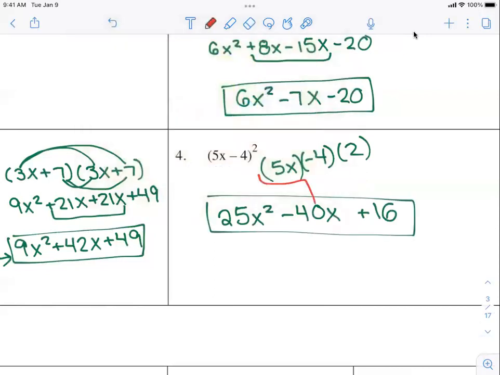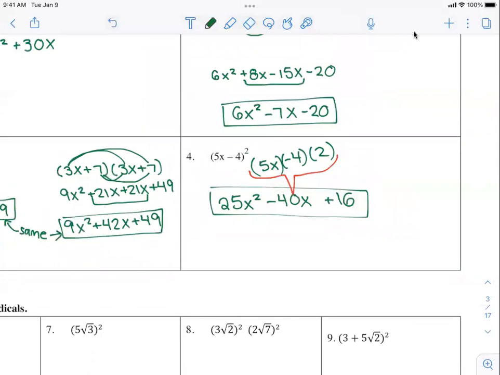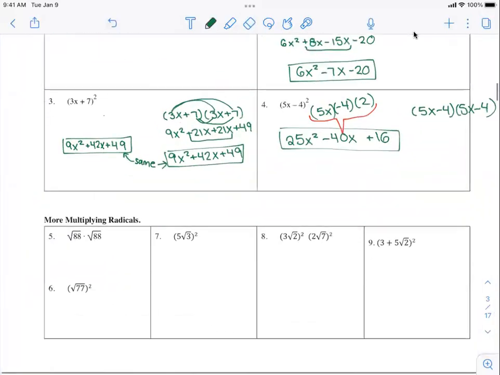So again, that's just the quick way to go ahead and do it. You are more than welcome to go ahead and actually write it out, which is 5x minus 4 times 5x minus 4. You would get 25x squared minus 20x plus 16. The minus 20x and minus 20x would turn into a -40x. So you end up with the same thing. Either way is totally fine.